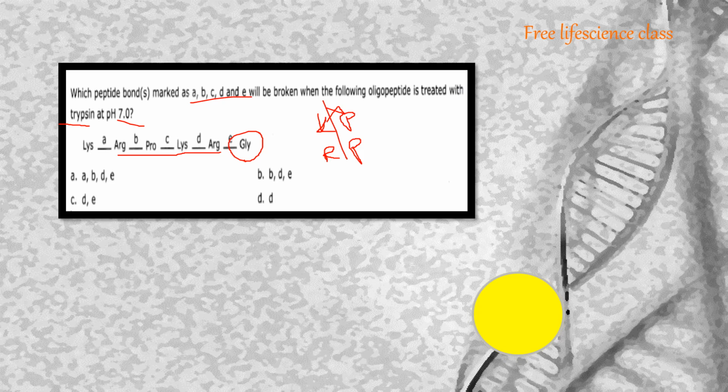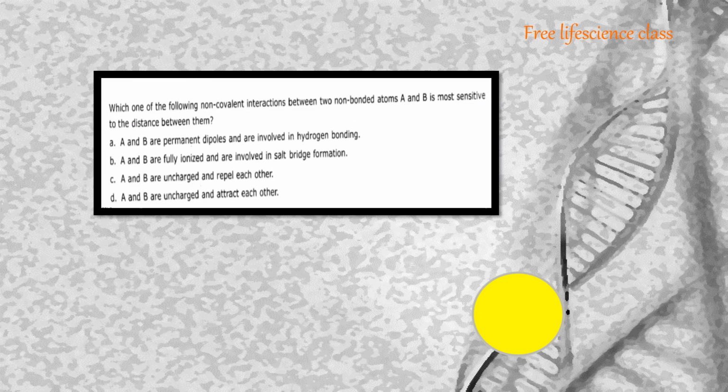So the bonds A and E are eliminated. You can eliminate the options if they contain A and E. This is eliminated. Again, it contains E, so it is eliminated. It contains E, so it is eliminated. So you will get your answer. The answer for this question is option B. Okay, so moving into the next question.